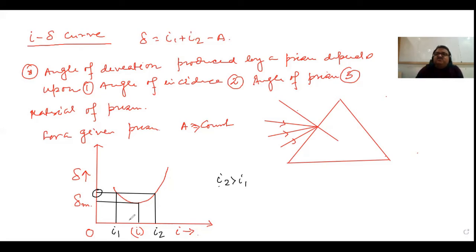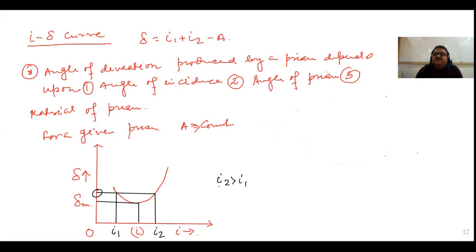Now let me show this with the help of a diagram, so you can understand it better. Watch it. Let me take a prism first. Let me draw a prism. Now, let me draw the light rays.